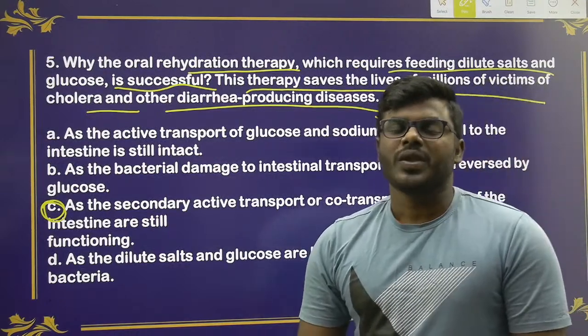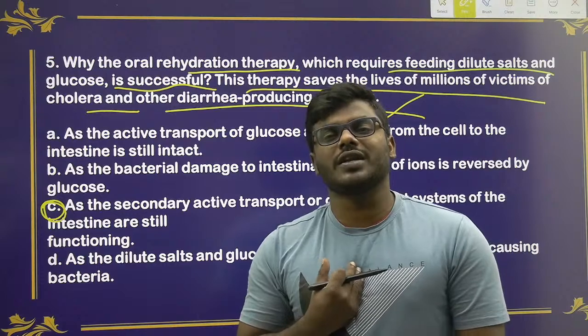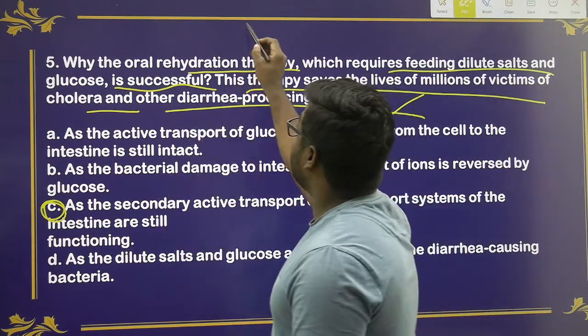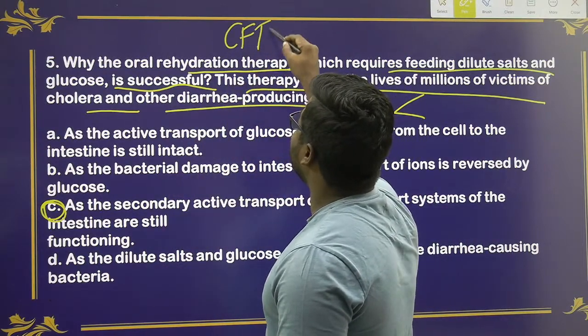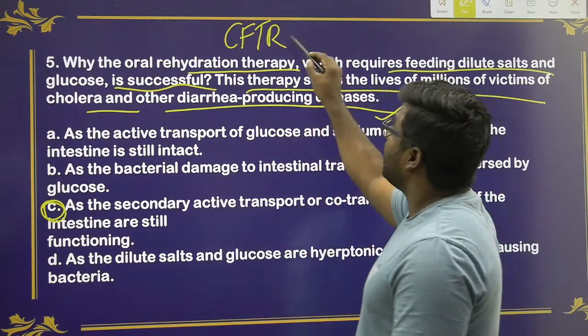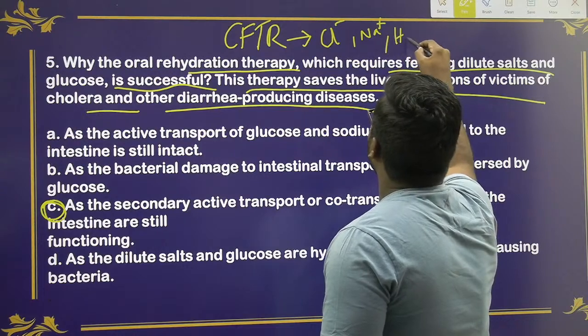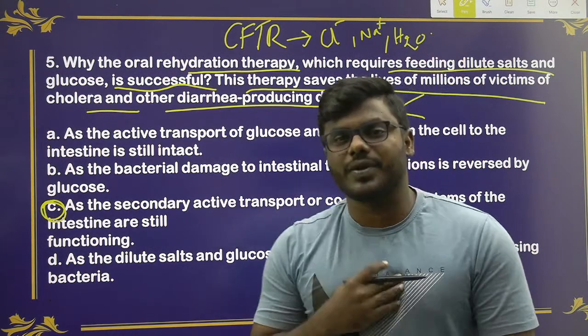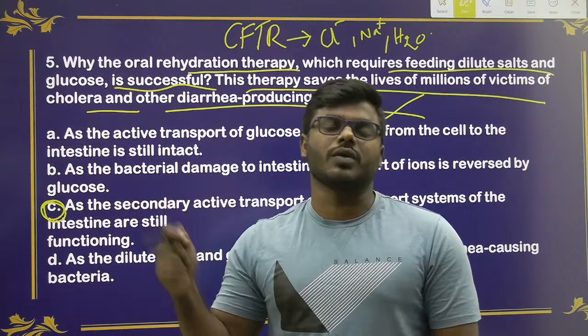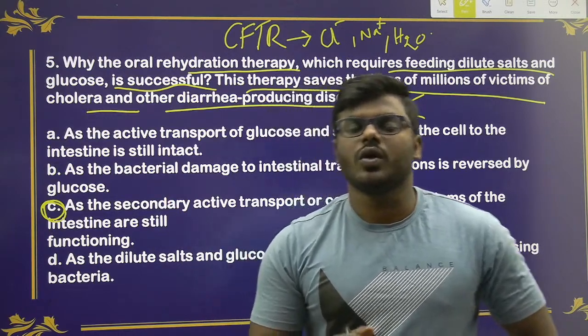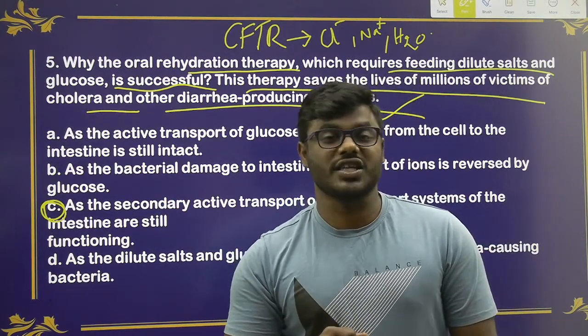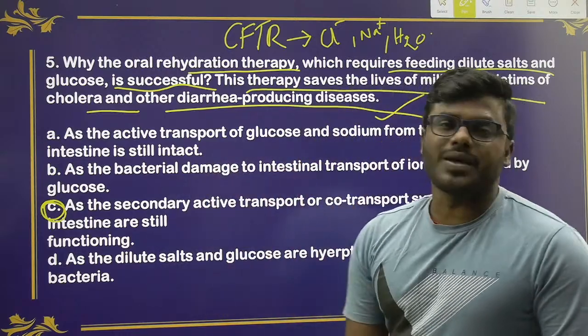What is the reason? Friends, you all know very well. First of all, what is happening in cholera? Because of the continuous opening of the CFTR channel, chlorine goes out, sodium goes out, water goes out. Every single ion present in our body goes out. Now what is the treatment that we will do? We will just give oral rehydration therapy or ORS supplements.